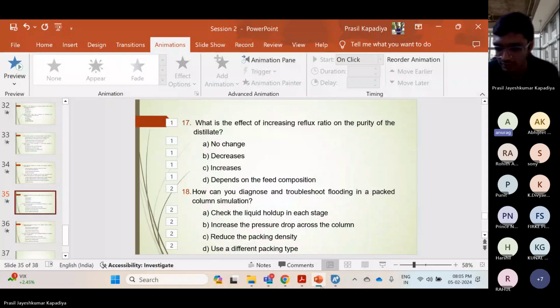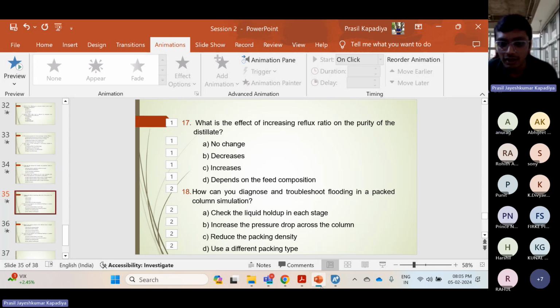What I am saying is that if the pressure drop is increasing across the column, doesn't it indicate flooding? If our vapor flow rate is very high, then the liquid will hold up in each tray.